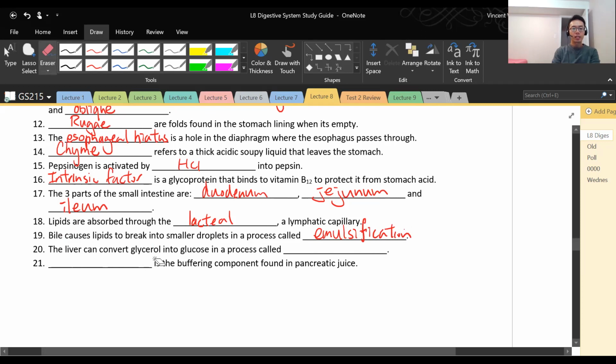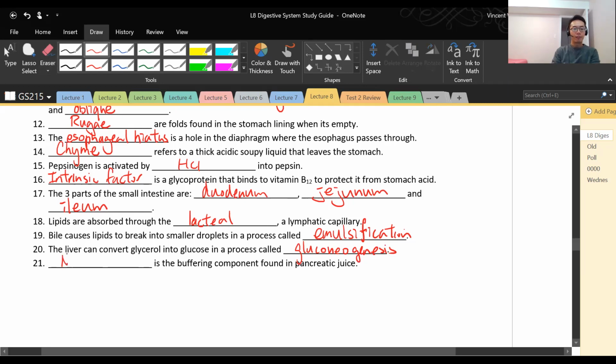The liver can convert glycerol into glucose in a process called gluconeogenesis. Okay, it's like creation of new glucose.